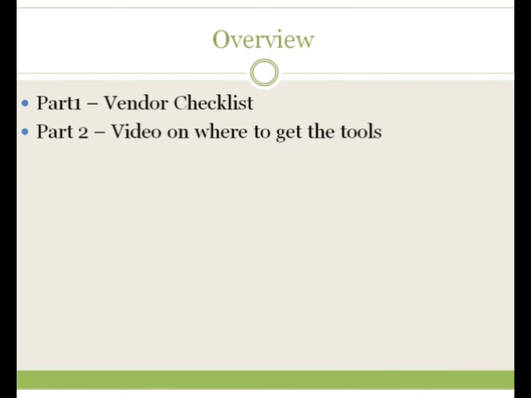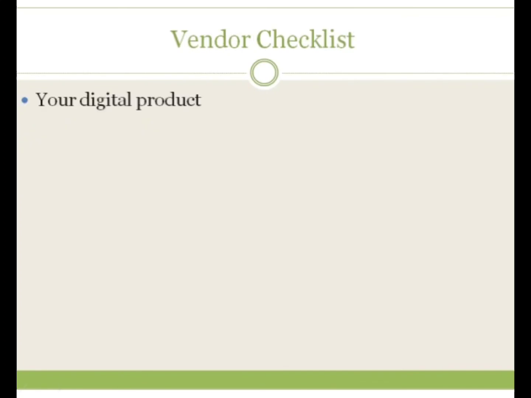Alright, so first things first, the first thing you're going to need is, of course, your digital product. You're going to need to have your sales page. If you don't have a download page, that's fine. We're going to go over that. And if you don't have your sales page yet, that's fine. We'll go over the rules and regulations for the pitch page, but you're still going to need to create your sales page later on.